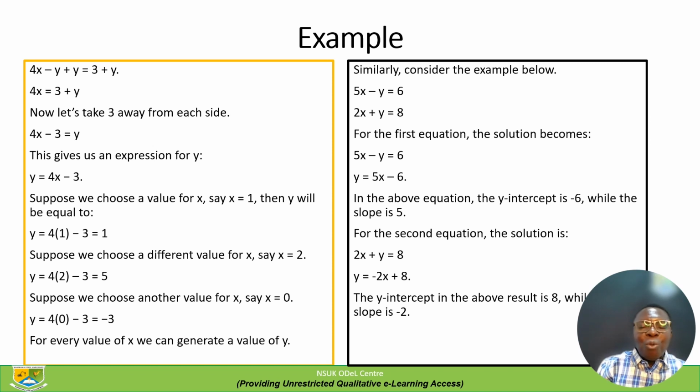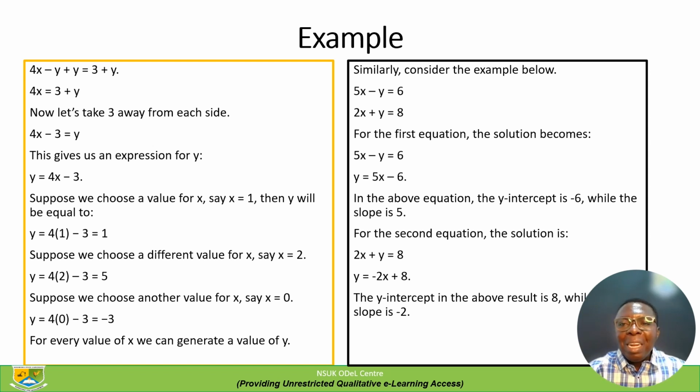Suppose we choose a value for x, say x equals 1. Then y is equal to 4 times 1 minus 3, which equals 1. Suppose we choose a different value for x, say x equals 2. We will have y equals 4 times 2 minus 3, which is equal to 5. Suppose we choose another value for x, say x equals 0. We'll have y equal to 4 times 0 minus 3, which is equal to minus 3. So for every value of x, we can generate a value of y. I hope you know this.